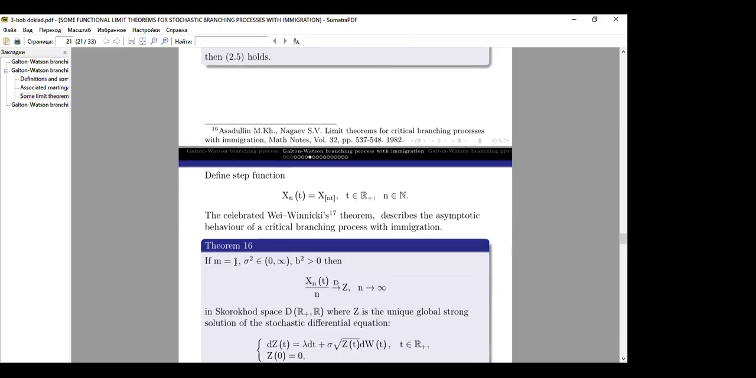So now we define the step function. In 1979, Wei and Winnicki proved this fluctuation limit theorem. They considered critical branching processes with immigration with finite variance of descendant particles and finite variance of the immigration process. Then we have this convergence. This convergence holds in the Skorokhod space, where the limiting process is a unique global strong solution of the following stochastic differential equation.